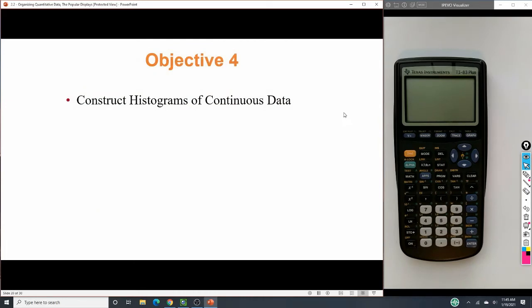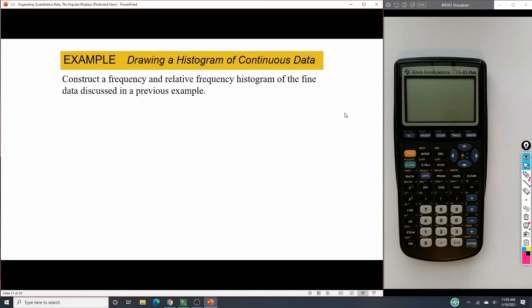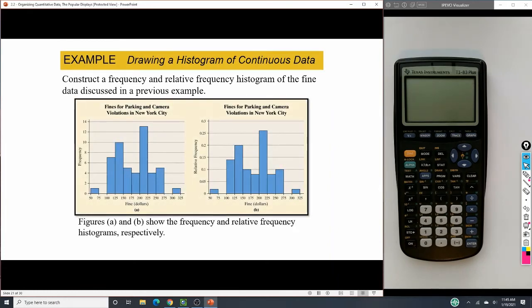All right, now we need to actually construct the histograms from those. So we would look at our previous example here.